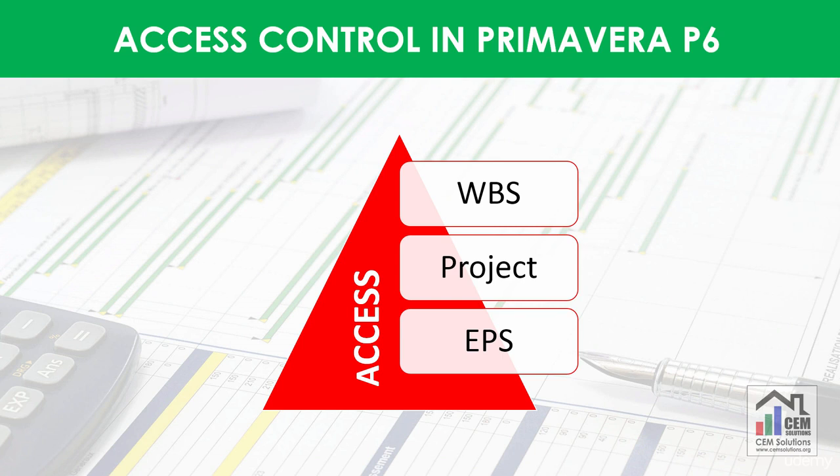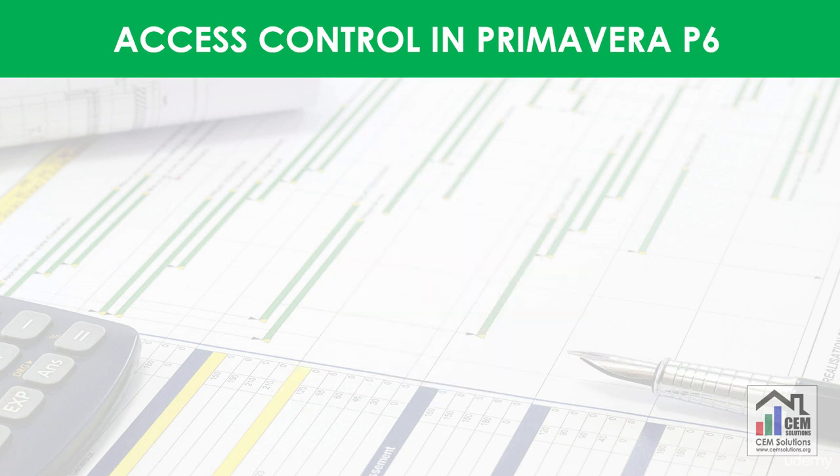If a person is assigned to any EPS element, then he or she will be able to access all the projects under that EPS. If a person is assigned to a project, then he will be able to access only that project and all WBS elements of that project. And if a person is assigned to a WBS element, then he will have access to only that WBS and its activities and will not be able to access other WBS elements of that project.